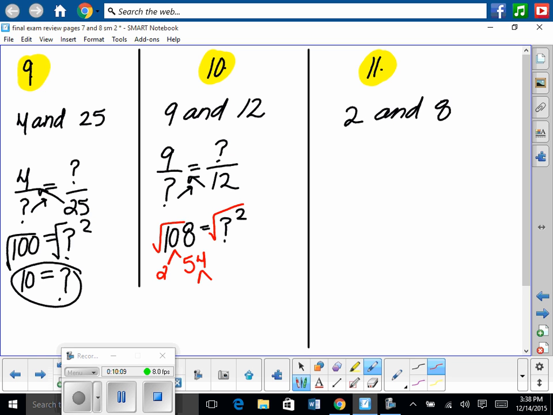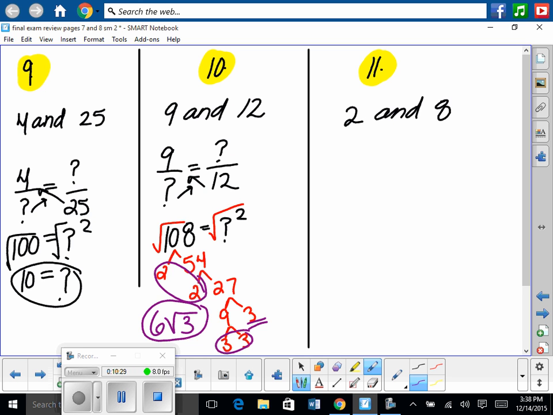54 broke down into 2 and 27. There we go. And then 27 broke down into 9 times 3. 9 broke down into 3 times 3. And because of the square root, we pull out groups of 2. So there's 2 3's that can come out, 2 2's that can come out. That 3's got to stay. So on the outside, we have 2 times 3, which is 6 square roots of 3. So our geometric mean is 6 square roots of 3.